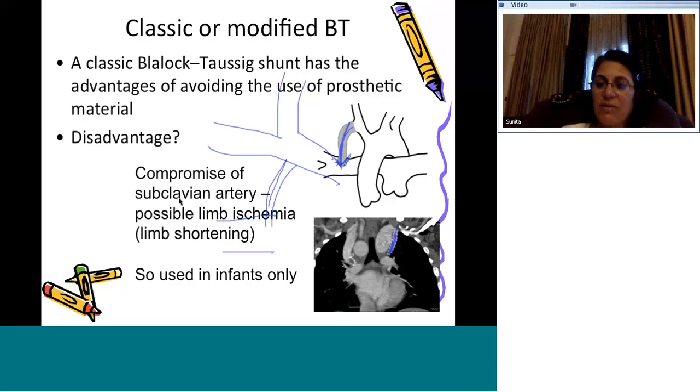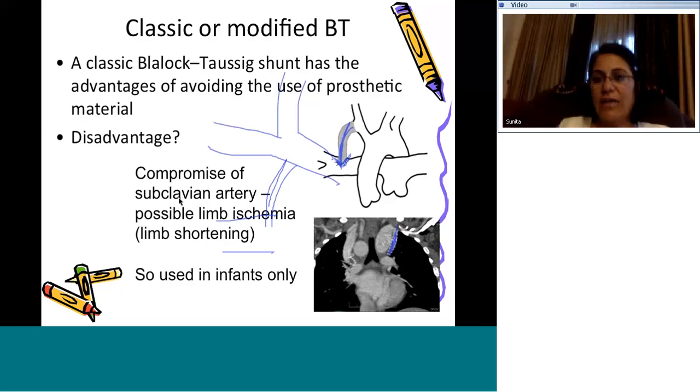Advantage, of course, is there's no prosthetic material. The chances of clot and thrombosis are less, and it's relatively easier. You already have it. It's relatively easy to turn it down and get it done. Flow is very good. In fact, sometimes flow is too much through a classical shunt because it's limited only by the mouth of the innominate artery, and it can grow as the child grows.